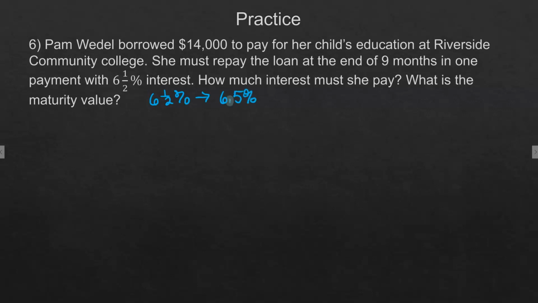6.5%. So you would want to write it in decimal form for calculation purposes. We're going to calculate then 14,000 times our interest rate of 0.065, right? That's what it looks like in decimal form. Times 9 months out of 12. So our interest calculation is $682.50.